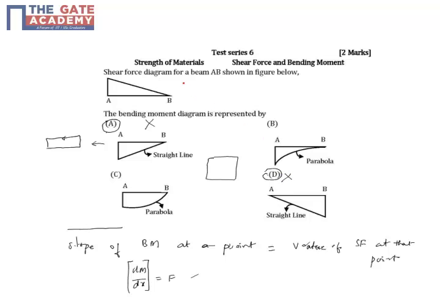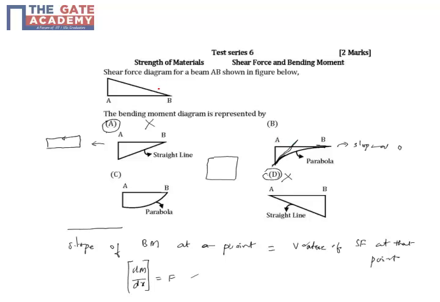Coming to B and C, now the slope should be such that it is always increasing from B to A. If you look at B, the slope of the bending moment diagram at B is 0, and at the other end the slope has some positive value. How do you find the slope of a curve? You take a tangent and see how much angle it makes with the x-axis. If I take a tangent at B, the slope is 0. If I take a tangent at the other end, the slope is a positive value.